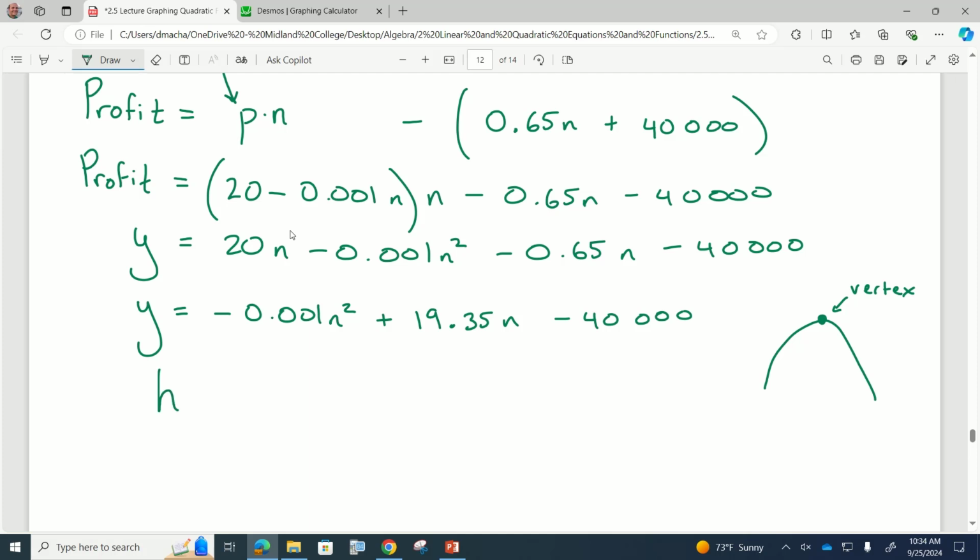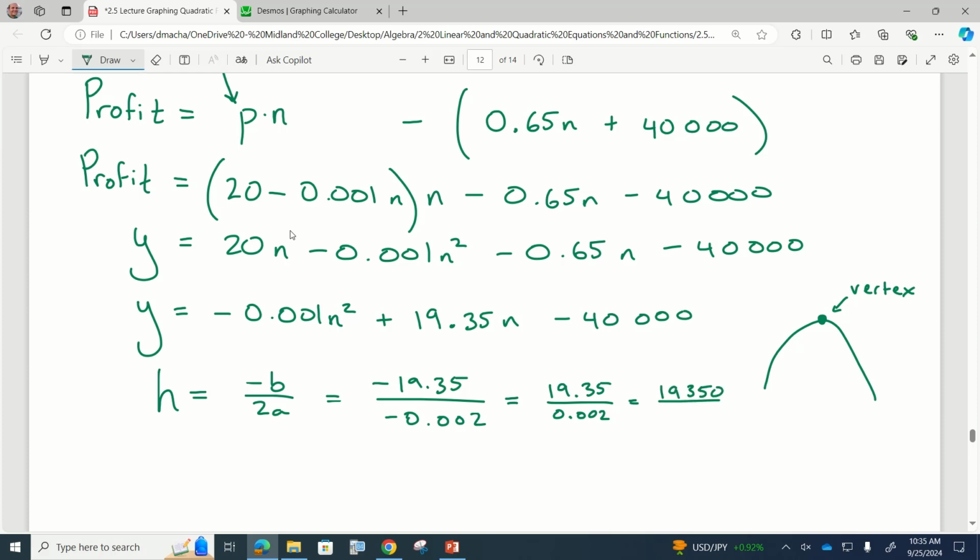Now, the x-coordinate, or I should say maybe the n-coordinate of my vertex, that's going to be negative b over 2a, which is negative 19.35 divided by negative 0.002. Two negatives make a positive, and this is going to be the number 19.35 over 0.002. If I wanted to mess with the decimals, move the decimals 3 places over to the right, this would be 19,350 divided by 2.